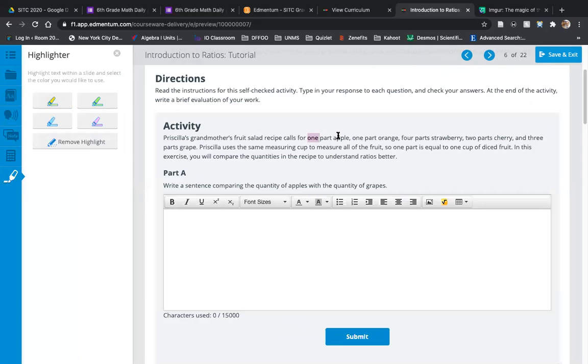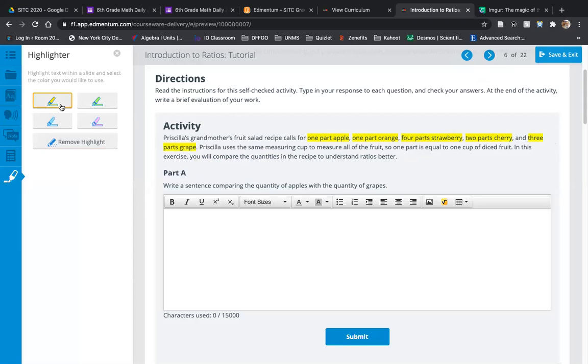It says 1 part apple. So this is her recipe, right? 1 part apple, 1 part orange, 4 parts strawberry, 2 parts cherry, 3 parts grape. All right, now what you might be thinking is, what is 1 part apple, right?